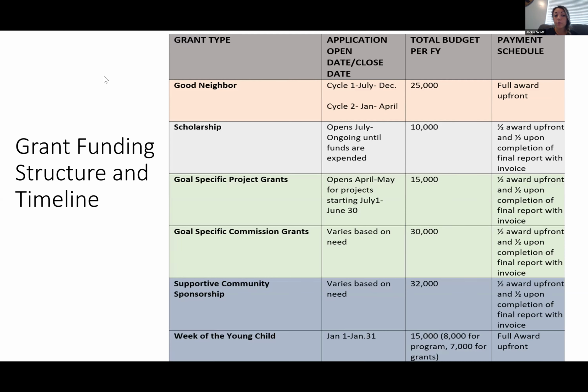The same holds true for goal-specific project grants and our commission grants, half up front, half at the end upon completion of your final report. We'll talk a little bit more about final reporting later on. And then same with sponsorships, half up front, half at the end. Week of the Young Child, we're giving all of those funds up front, just like we do the Good Neighbor Grant. So just frame of reference for you.